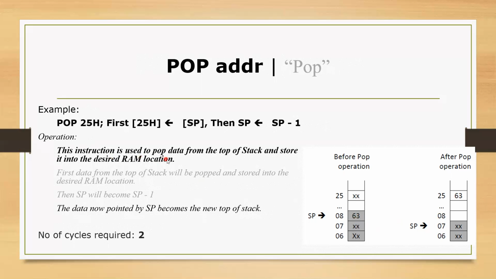So this instruction is used to pop data from the top of the stack and store it into a desired RAM location. First, the data from the stack will be popped and stored into the RAM location. Then the stack pointer will become SP - 1. So the stack pointer is decremented. The data now pointed by the stack pointer becomes the new top of the stack. So now the location pointed by the stack pointer is 07. So the data here will be the top of the stack.